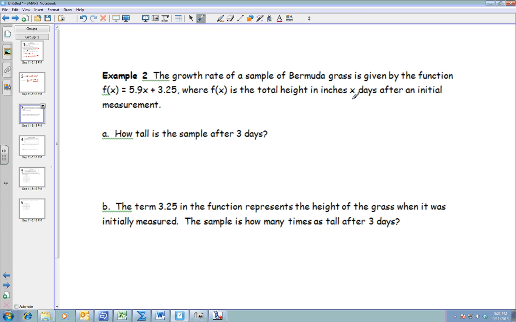Well, it says x stands for days, and we know we have 3 days. So here's how we write that. If we're supposed to substitute 3 in, I'm going to say f of 3, and that just means instead of x, I'm plugging 3 in for my x. 5.9 times x plus 3.25. And now I'm just going to work, I didn't put my 3 in there. So instead of that x, that needs to be a 3.